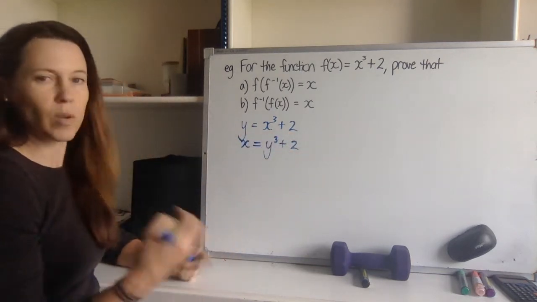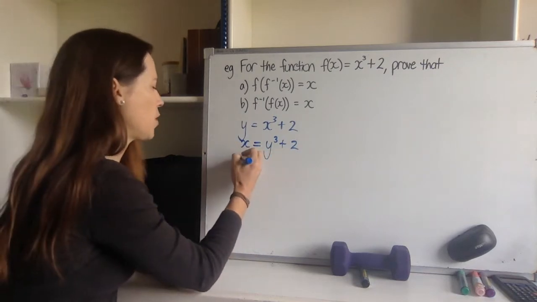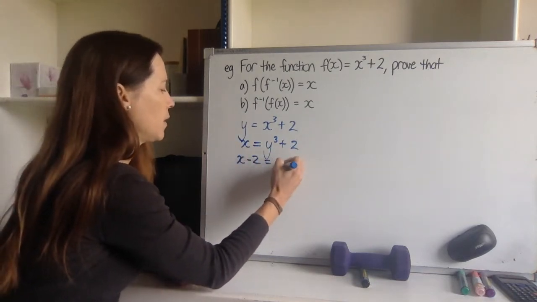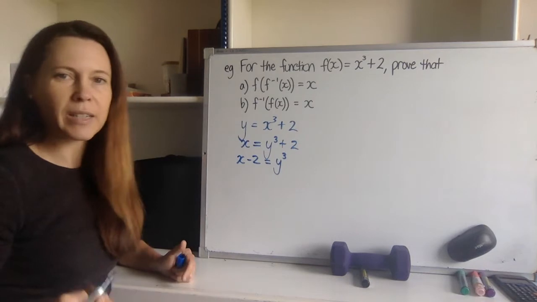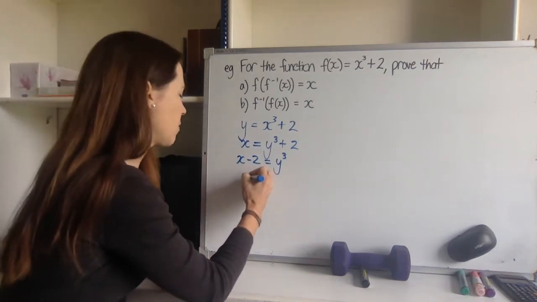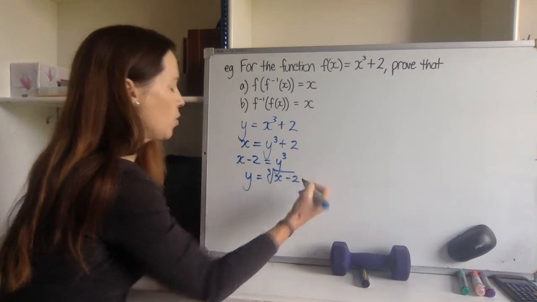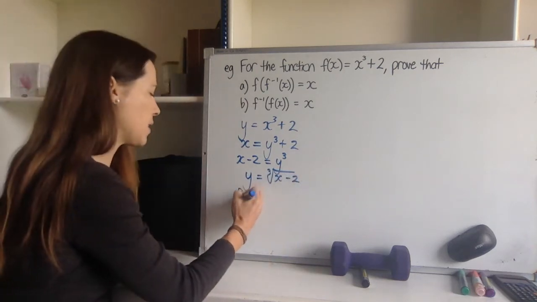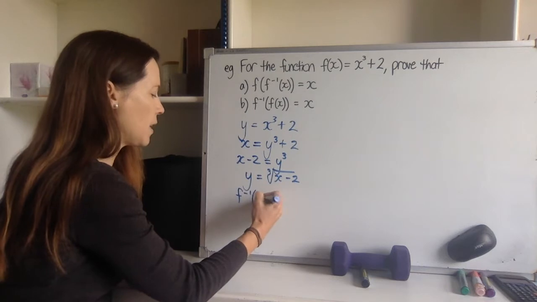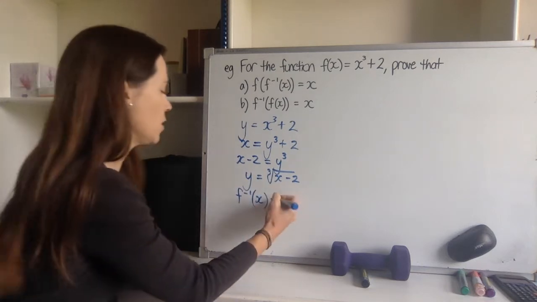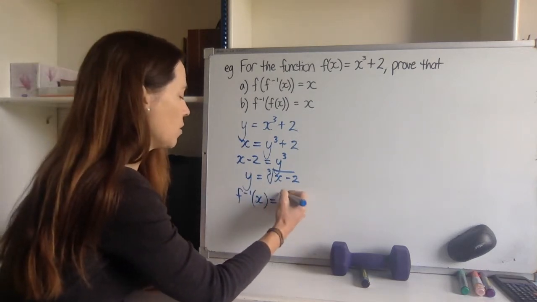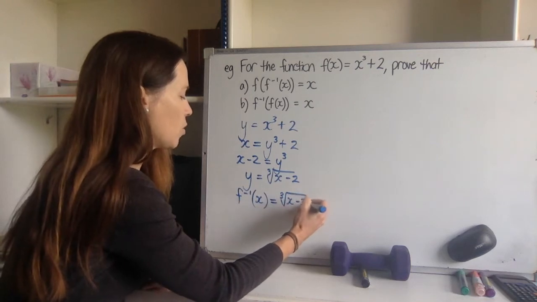Now let's get the y on its own. So we'll start by subtracting 2 from both sides. And now to get the y on its own, we need to take the cubed root of both sides. So I'll write it as y equals the cubed root of x minus 2. And at that point I can say, well, that means that f to the minus 1 x, or my inverse function, equals the cubed root of x minus 2.